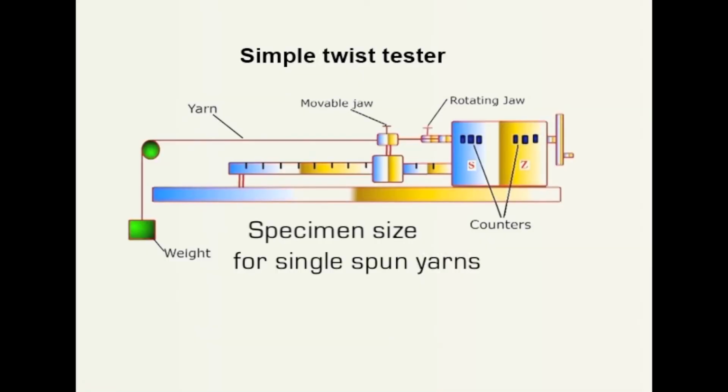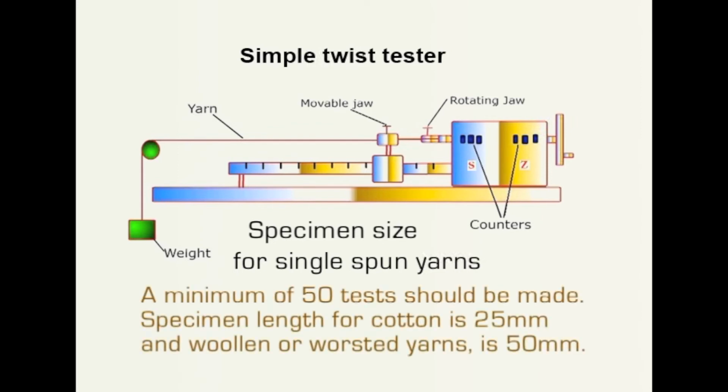And generally, to keep the yarn in a straight position without adding tension, we use 0.5 centinewtons per tex weight at the end of the yarn. Sometimes a magnifying glass can also be used to check whether the twist has been removed. Here there are specimen sizes that can be used for a single spun yarn. Generally 50 tests have to be made for single spun yarn, and for cotton the specimen length is 25 millimeters, whereas for woolen and worsted yarns the specimen length should be 50 millimeters.